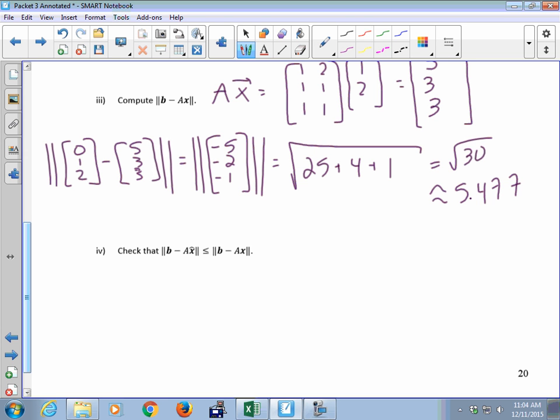Okay, so let's verify. 1 over root 2 was 0.707, and b minus Ax is 5.477. That is, in fact, smaller. So no matter what x we had picked here, 0.707 will always be smaller, because the x hat that we found makes b minus Ax as small as possible.